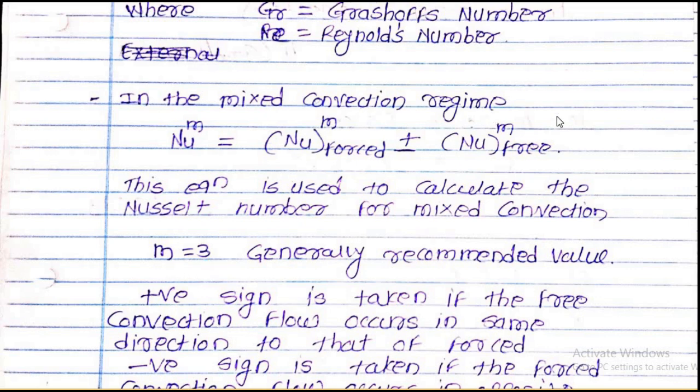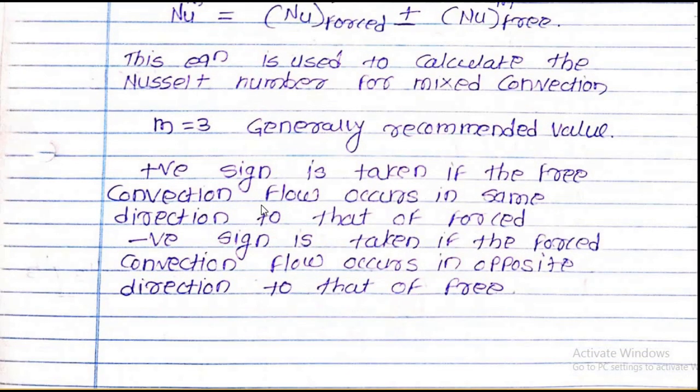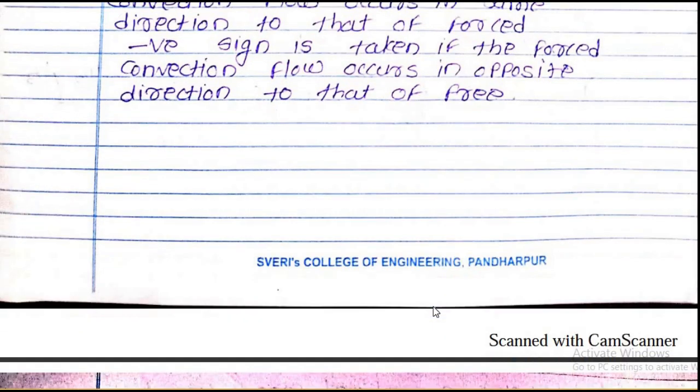Now, when should we take the positive sign and when the negative sign in between these? The positive sign is taken if the free convection flow occurs in the same direction as that of forced convection. So if both convections happen in the same direction, then we take the positive sign between the two Nusselt numbers. And if both convections are in opposite directions, then we take the negative sign. So the negative sign is taken if the forced convection flow occurs in the opposite direction to that of free convection.